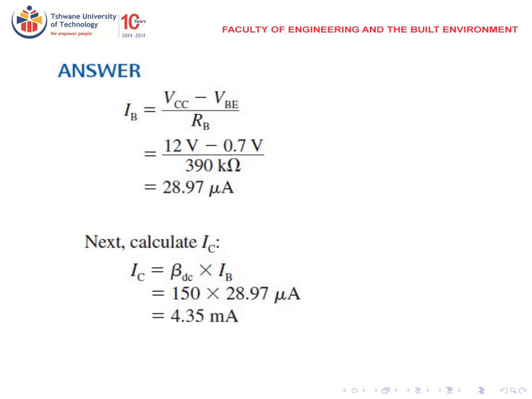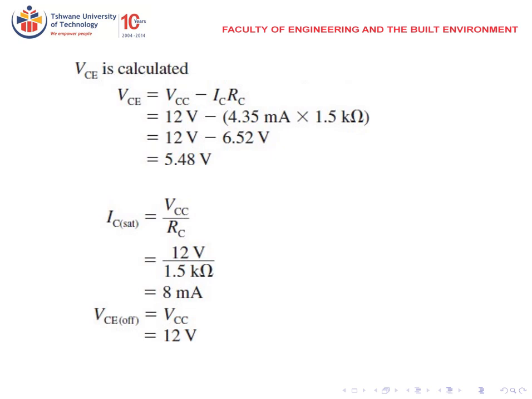So our IB will be VCC minus VBE divided by RB, giving us 28.97 microamperes. Then IC equals beta times IB, that's 4.35 milliamperes. VCE will be VCC minus ICRC, giving us 5.48. And then IC at saturation, we calculate it using VCC divided by RC.